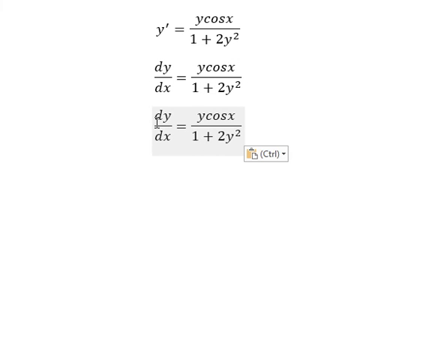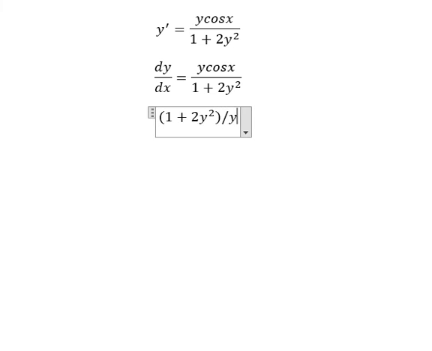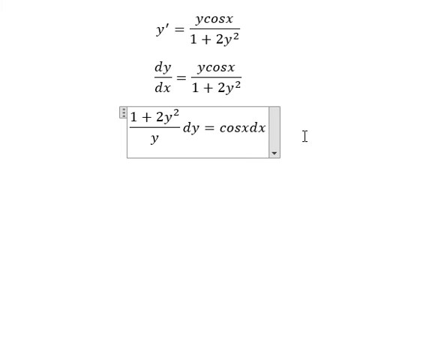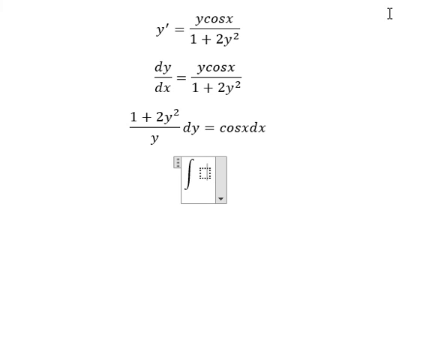This one we put on the left, y we put on the left, dx we put on the right. So we have (1 + 2y²)/y dy equal to cosine x dx. Next, we put the integration for both sides.